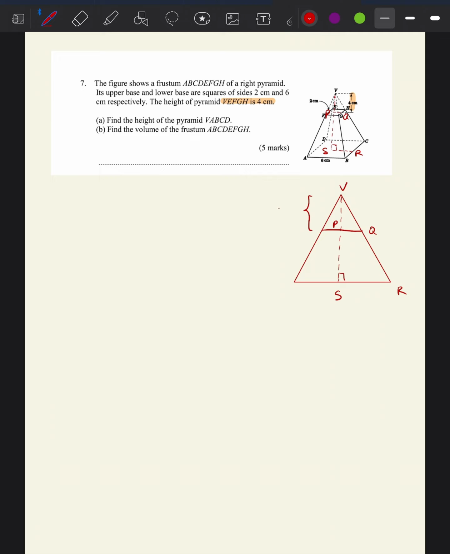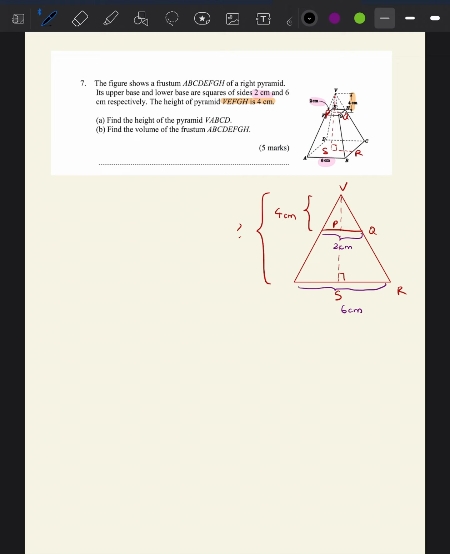So let's look at what they gave you. The height of the small pyramid, they gave you 4 cm. And now they're asking for the height of the big pyramid, which is your VS, which is not given. And the other information given to you is the sides of the square base, 6 cm and also 2 cm. So here, the whole thing here is 2 cm, and this whole thing here is 6 cm.